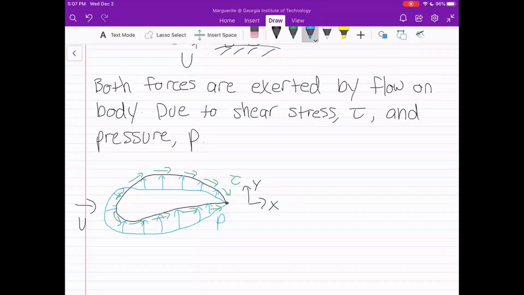Now to calculate the drag and lift on here, maybe your brain is already going that way and you're horrified, but you can integrate the pressure and shear stress variation over the area of this airfoil or whatever your object is.